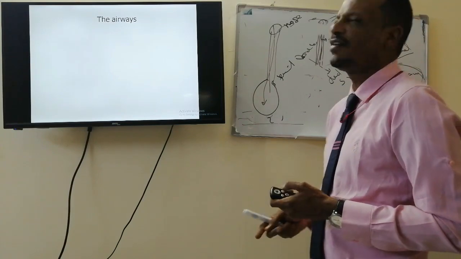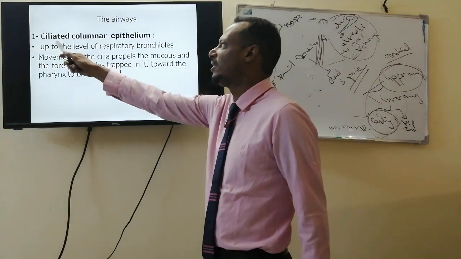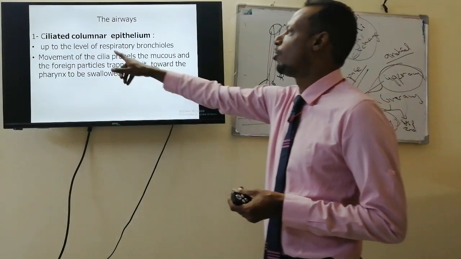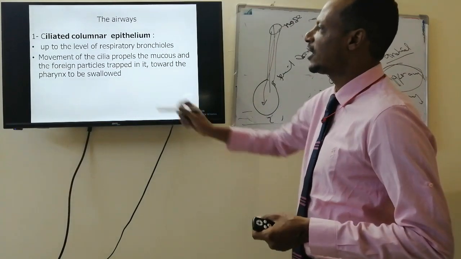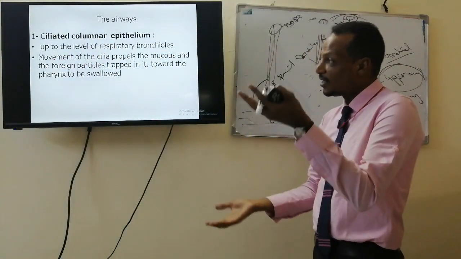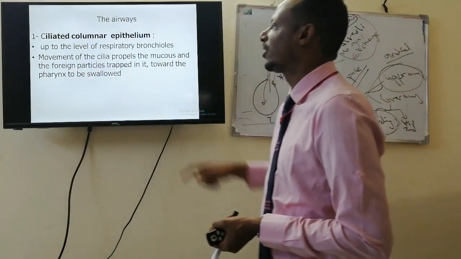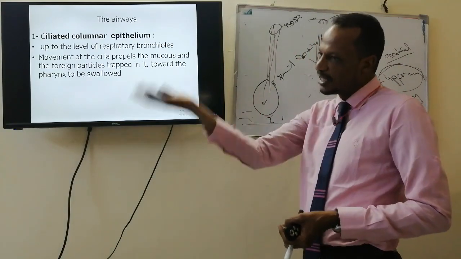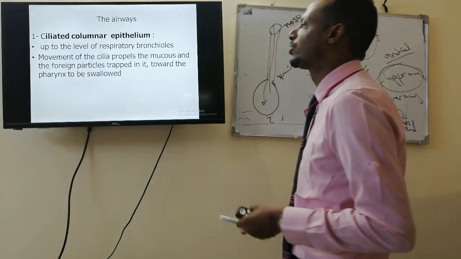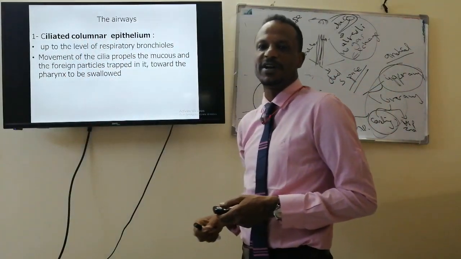Now I will have a quick review on the histology. The airways are lined by ciliated columnar epithelium، والكلام ده من up to the level of the respiratory bronchiole. What is the importance of this cilia? The cilia is very important because the movement of this cilia with the mucus propels the foreign particle trapped up to the pharynx. It can be coughed or sneezed and can be swallowed or expelled outside. معناها السيليا مهمة جدا as a protective mechanism in the respiratory system.